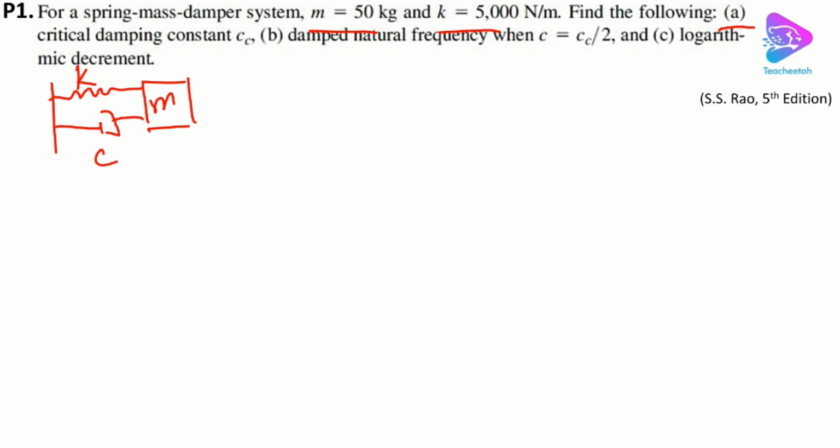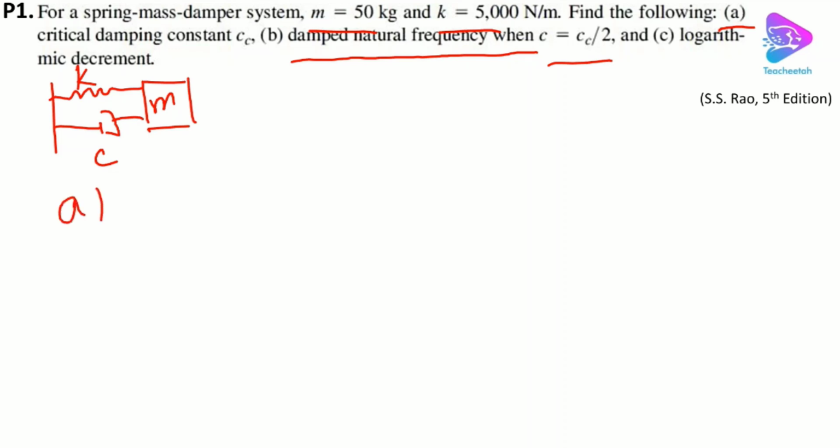In the second part, we want to find the damped natural frequency when C is half of the critical damping, and also the log decrement, or logarithmic decrement. I'll discuss that later on. So let's study part A.